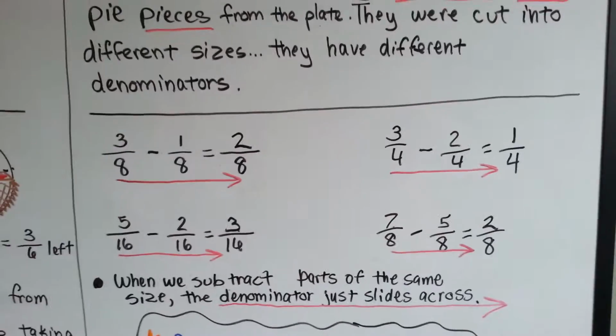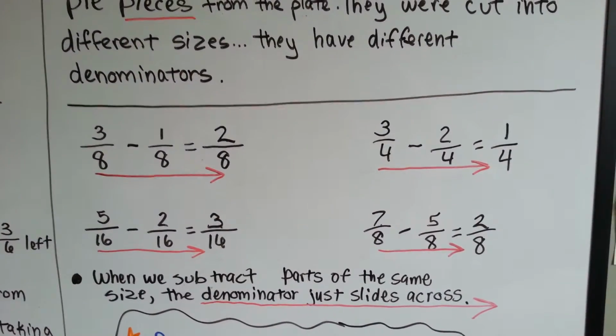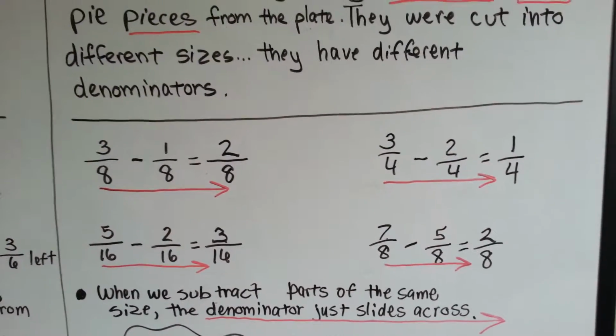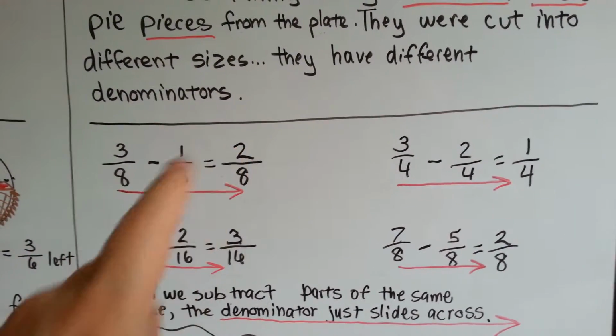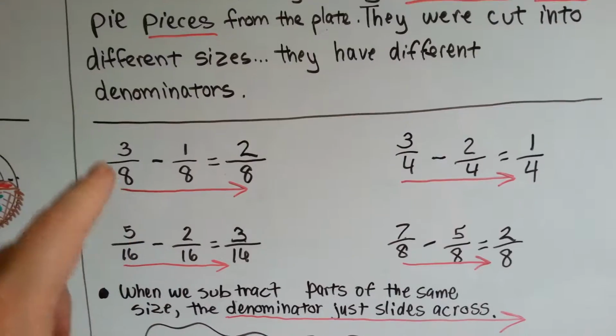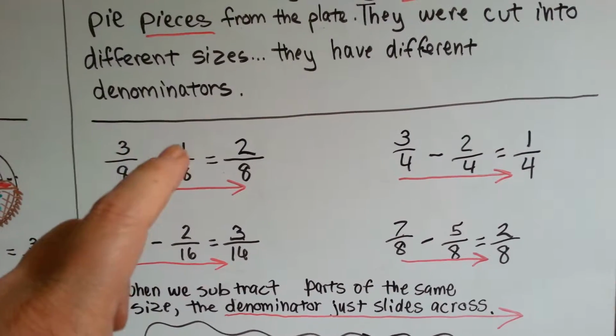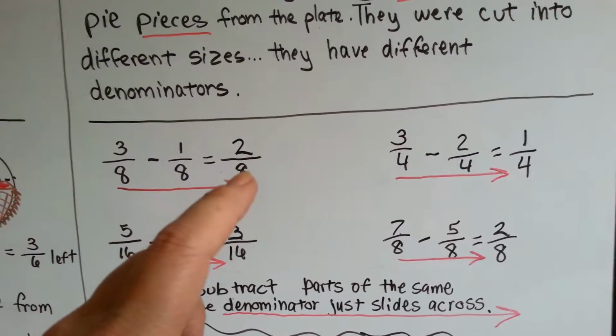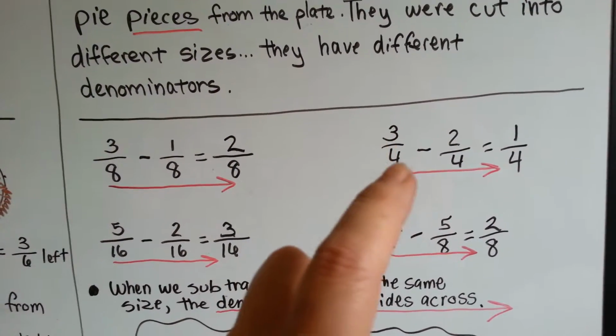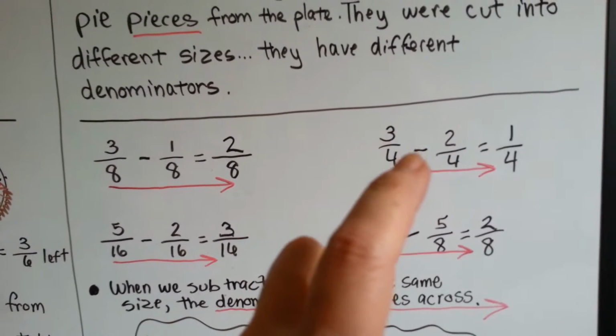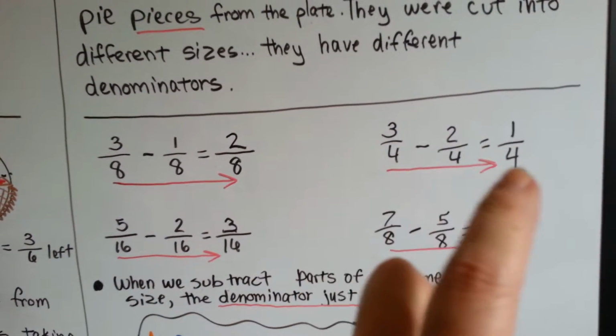So, when we subtract parts of the same size, the denominator just slides across. We do the numerator and slide the denominator across. 3/8 minus 1/8, 3 minus 1 is 2. We slid the denominator across. 3/4 minus 2/4. 3 minus 2 is 1. We slid the denominator across.